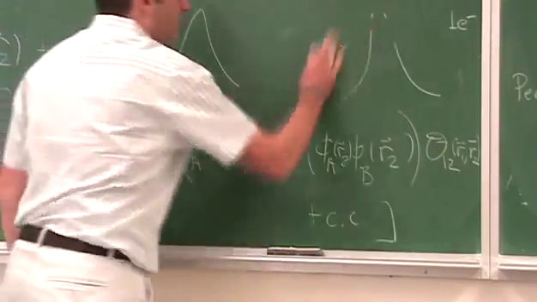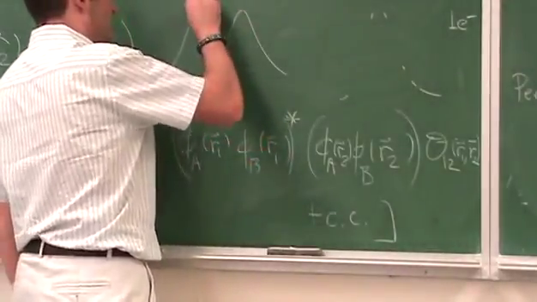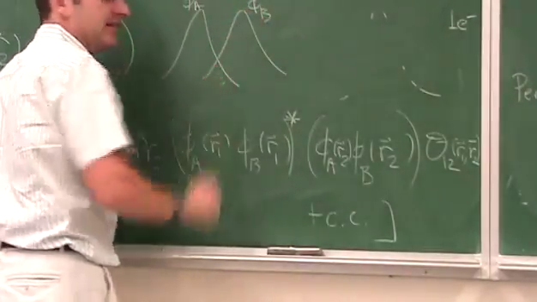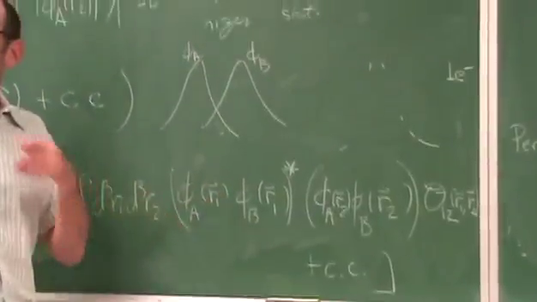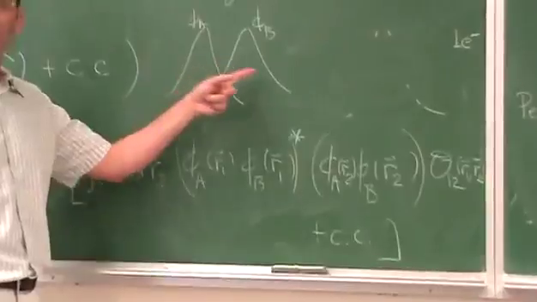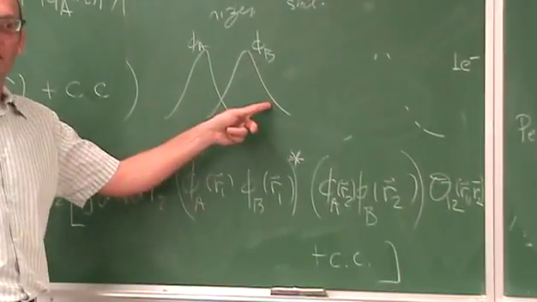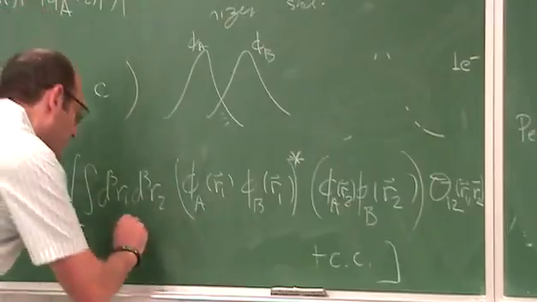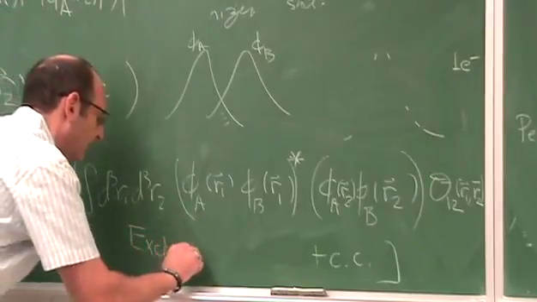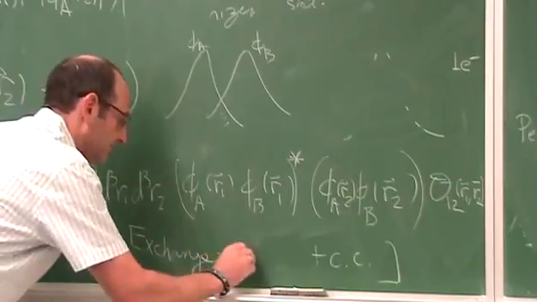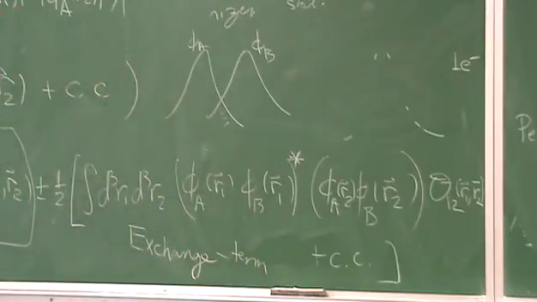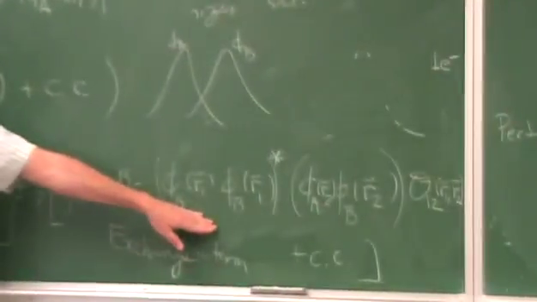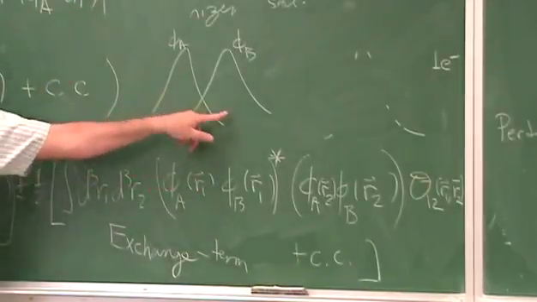However, if phi A and phi B start to overlap, then I can't tell whether the particle was in this orbital or that orbital. And this is what's known as the exchange term, because it has to do with the exchange of particles. If I didn't have the exchange, I would still have this term. This is what I would imagine if I ignored identical particles. But this term becomes important when the orbitals start to overlap.